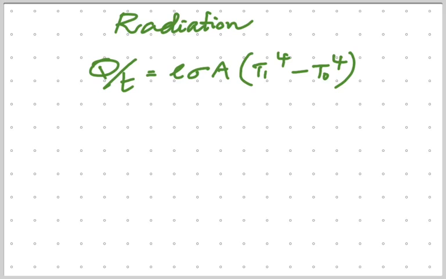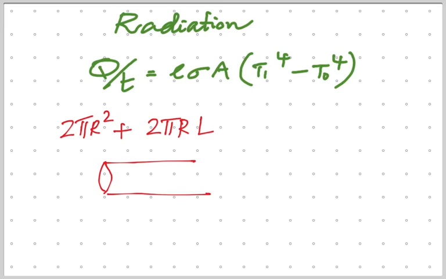Let me write it so you understand. 2 pi r squared. Did you understand where I got that from? Plus 2 pi r, which is the circumference, times the length. I hope you understood. This is that part. Okay. Right?